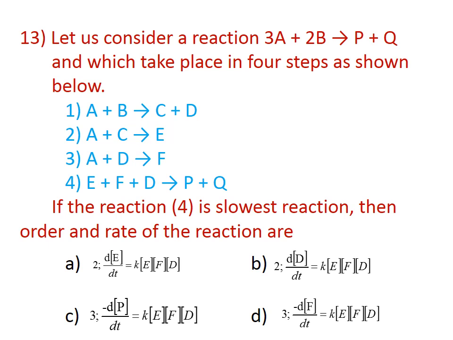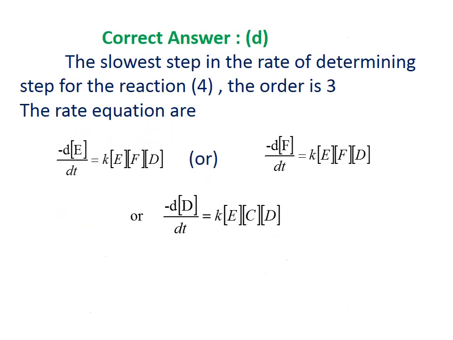Therefore, the correct answer is D: the order is 3, and minus dF by dt in terms of reactant, F is the reactant, that will be equal to the rate constant K into concentration of E into concentration of F into concentration of D. The correct answer is D. And it is explained here.